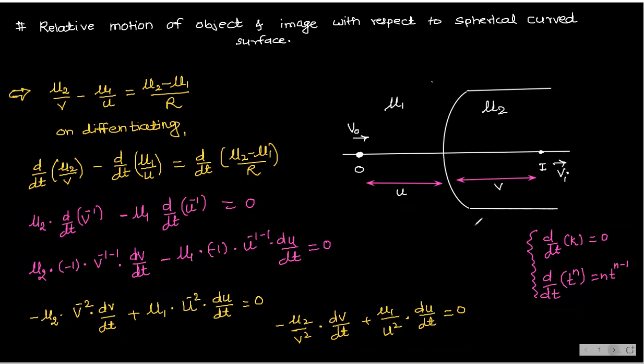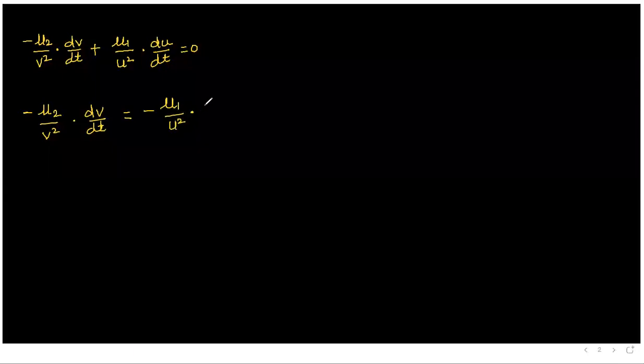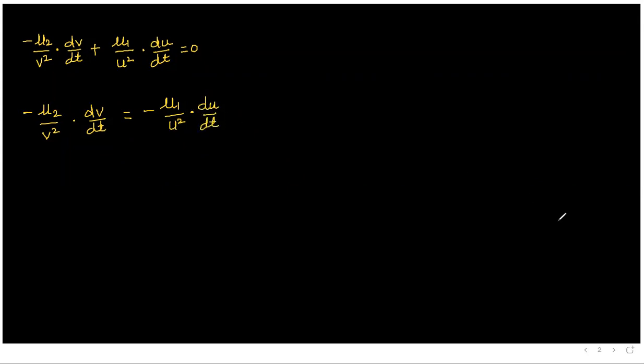Right. So now tell me what is coming: minus mu2 by v square into dv by dt, right, plus mu1 by u square into du by dt is equal to 0. Listen. Any doubt till here? Everything clear? Now this term I am transferring to this side, so what I am getting: minus mu2 by v square into dv by dt is equal to minus mu1 by u square into du by dt. Yes, understood?